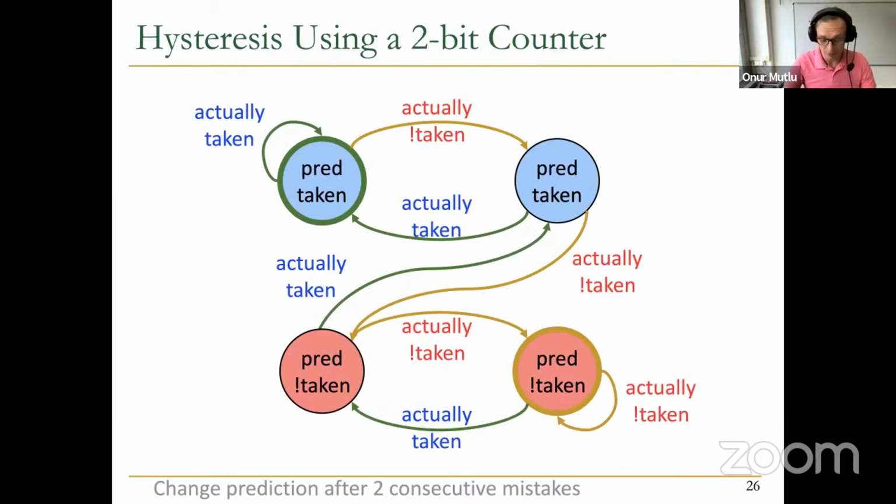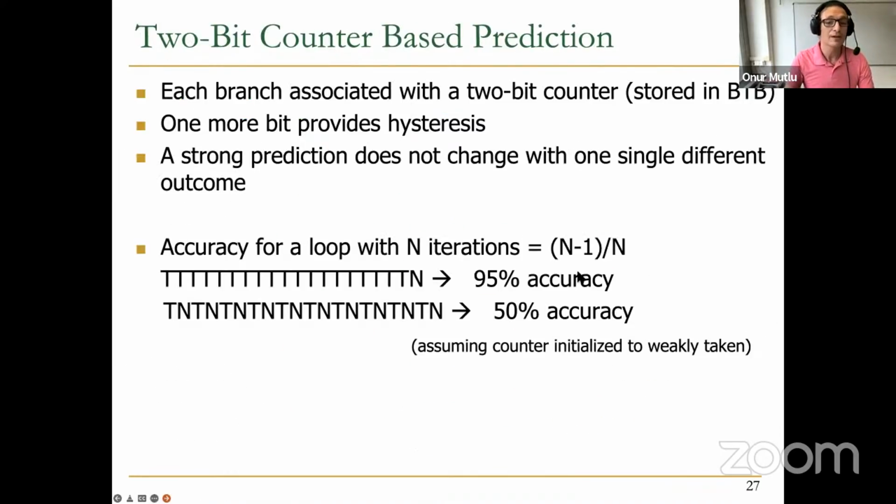So accuracy for a loop, sorry about that. Accuracy for a loop with n iterations, in this particular case, becomes (n-1)/n. Why? Because you only mispredict the loop exit branch. So you have a loop. Whenever you're exiting the loop, the loop branch is almost always taken, except when you're exiting the loop. When you're exiting the loop, you mispredict the branch for sure, because all of the prior history is taken. So you're strongly taken when you're exiting the loop. So you predict it as taken, but the branch is not taken.